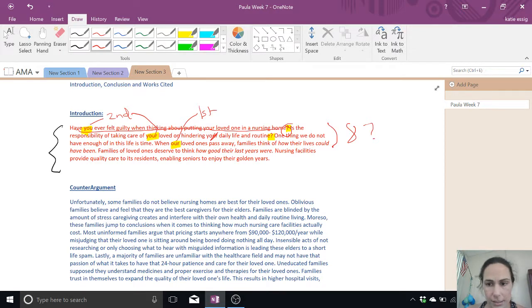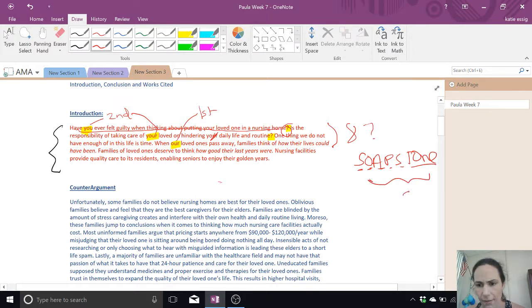And then you just didn't follow the SOAPSTONE. All right. SOAPSTONE. This is an amazing strategy. Remember that SOAPSTONE stands for subject, occasion, audience, purpose, speaker, and tone. This helps me think about what it is that I am going to be writing about, and it gives me a nice overview of my topic.